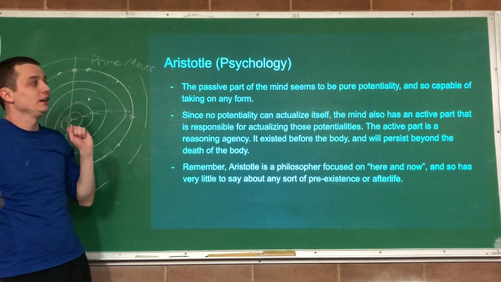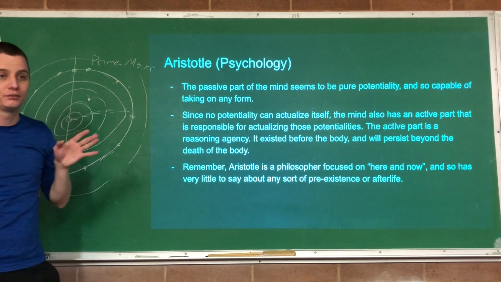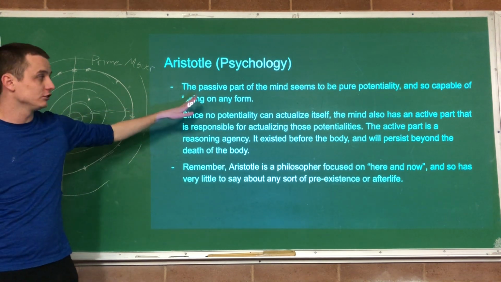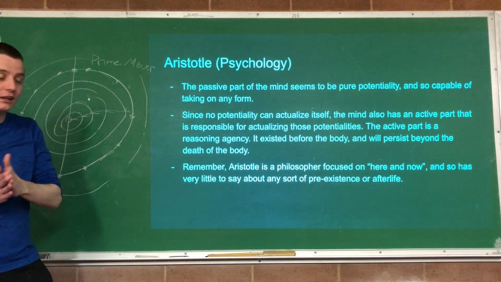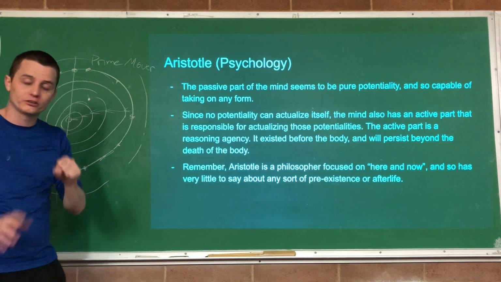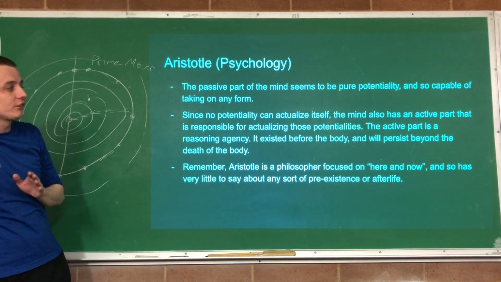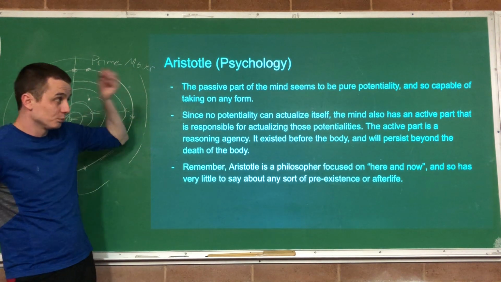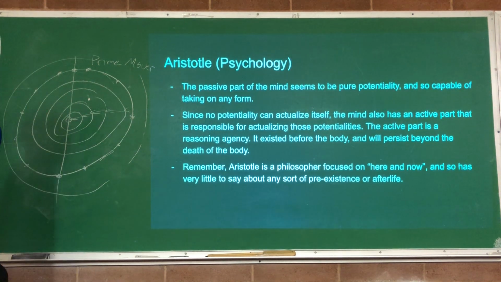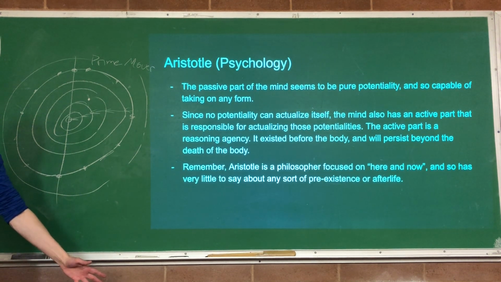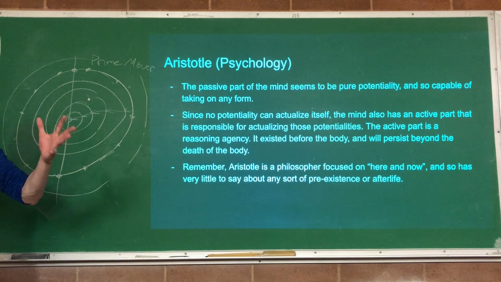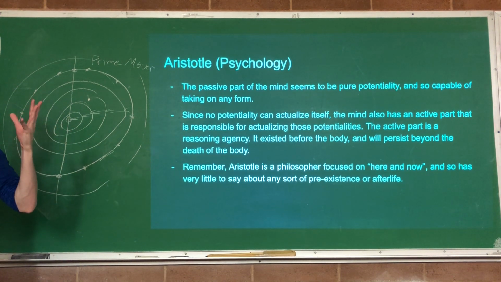Now, getting to his argument for the active part of the mind. So far this is just the passive part of the mind, the part that can potentially be anything. He thought there had to be two parts to the mind, the passive part and the active part. Since no potentiality can actualize itself, and the passive part of the mind is just pure potentiality, the mind also has to have an active part that is responsible for actualizing those potentialities. It's the part of you that forces you to pay attention to that chair somehow and make your mind take on the form of that chair.